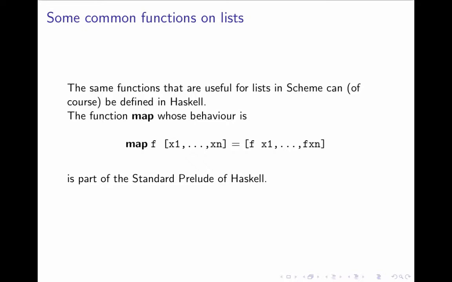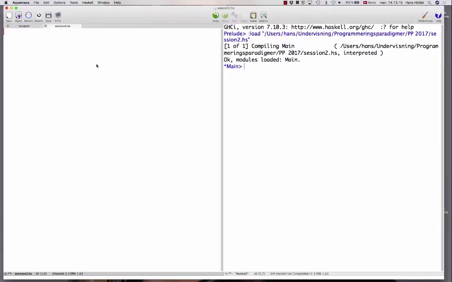It's found in the standard prelude of Haskell, so you don't need to write down map yourself. But let's try to define map ourselves as map prime, such that we can find out how it's implemented. And also let's find the type of this map prime, which really has the same behavior as map. So we're now going to define a function map prime. The reason why we call it map prime is that the map function is already part of the standard prelude of Haskell. Map prime is a function that will take a function f and a list and return the list consisting of the elements of the original list with f applied to each of them.